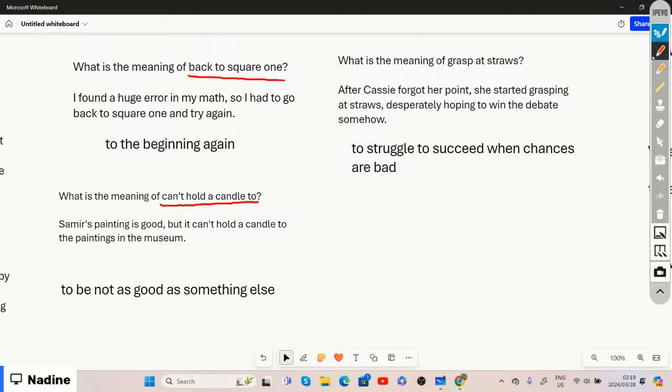So yeah, there's a comparison. Meaning compared to the ones in the museum, it is not good enough. It's not as good as the other paintings in the museum.